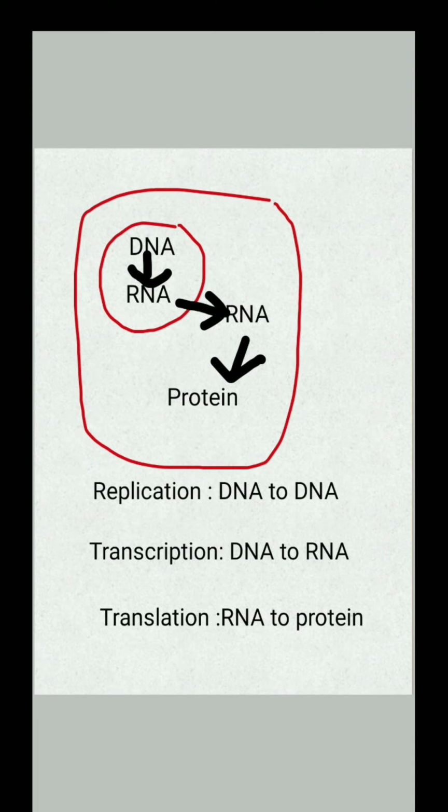With this we move on to this thing. The outer circle is the cell and the inner one is the nucleus. Replication is the conversion of DNA to DNA, transcription is the conversion of DNA to RNA, and translation is RNA to proteins. Normally DNA is present inside the nucleus, so replication and transcription happen inside the nucleus, but translation happens inside the cytoplasm.